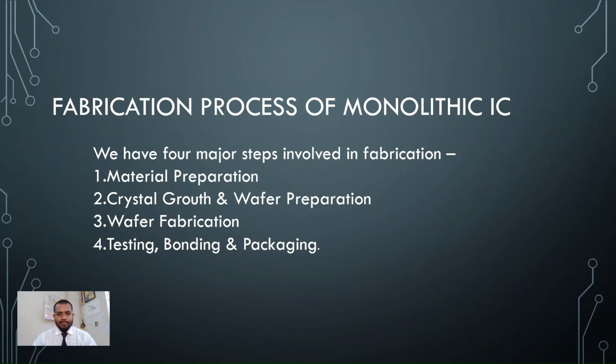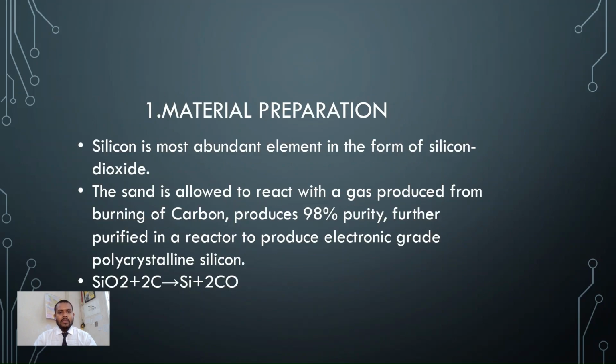Now let's study one, material preparation. Silicon is the most abundant element, found in the form of silicon dioxide. The sand is allowed to react with a gas produced from burning of carbon, which produces 98% purity silicon, further purified in a reactor to produce electronic grade polycrystalline silicon.